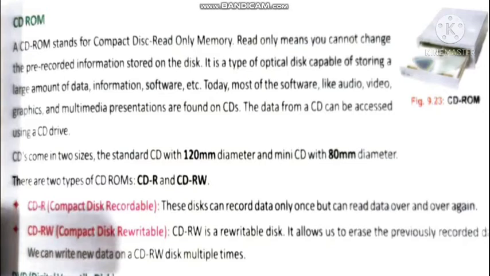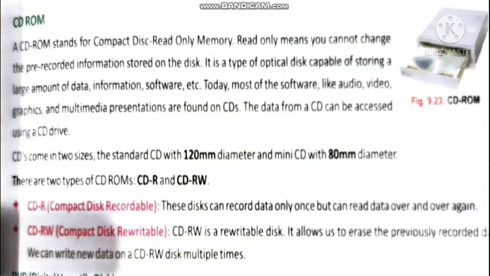See, in CDR, it is recordable only. Suppose the storage capacity of your CD is about 100 MBs and you have used only 50 MBs. The rest cannot be used because it is CD recordable only. But if you're using a CD rewritable, the leftover memory can be reused. That is the difference. So CDR is compact disk recordable. These disks can record data only once, but can read data over and over again. I hope you have understood the difference.